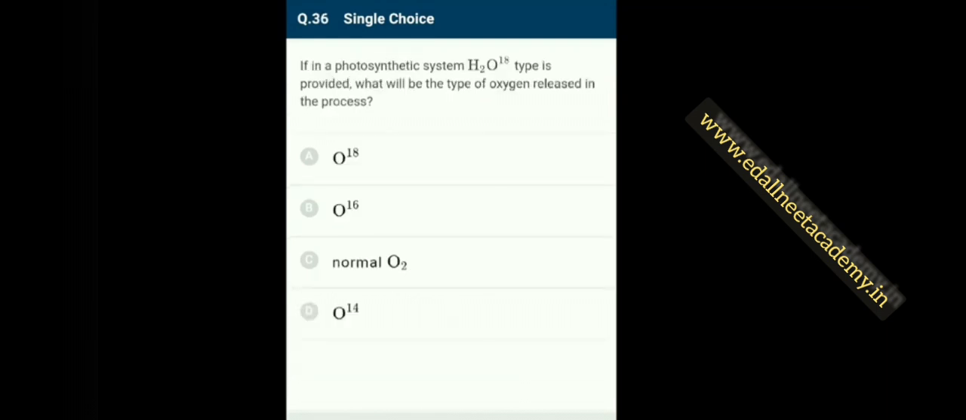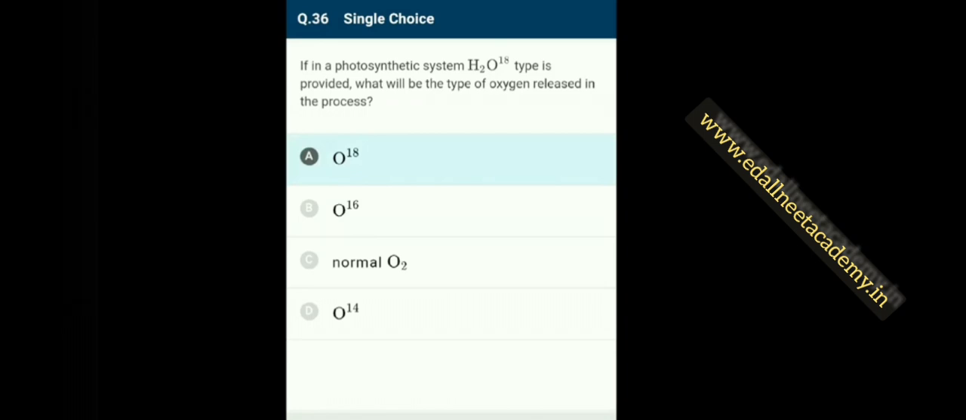If in a photosynthetic system H2O with 18 isotope is provided, what will be the type of oxygen released in the process? Photosynthesis is the process of converting light to chemical energy and using that to produce glucose. In the photosynthetic system, H2O with 18 isotope provided, O-18 will be the type of oxygen released during this process. So the answer for this question is option A.